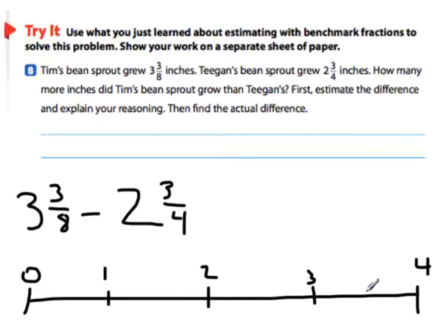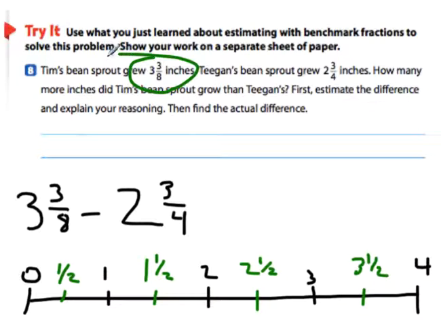Our benchmark fraction between 3 and 4 is 3 1/2. Between 2 and 3 is 2 1/2. And between 1 and 2 is 1 1/2. And between 0 and 1 is just 1/2. So now we have our handy dandy number line, and we have some benchmark fractions put in place.